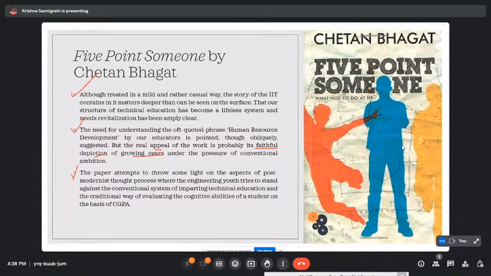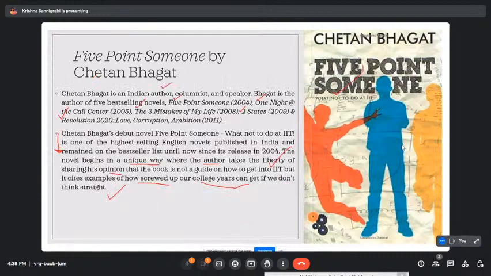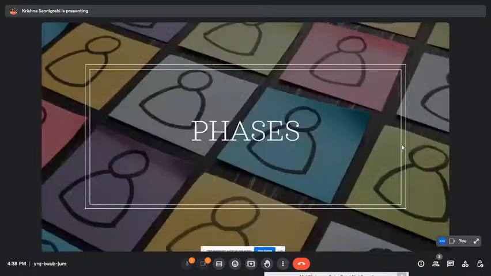Basically, in this particular novel, you will see that there are various postmodernist thoughts. There is a reference to technical education, and evaluating the cognitive abilities of a student on the basis of CGPA. So all these things are referred to. But the main idea of it is that it is about the author, and we know Chetan Bhagat himself has studied at IIT and at IIM, and his own young life, what he did, what he did not do, influenced him and created a knowledge base for him.